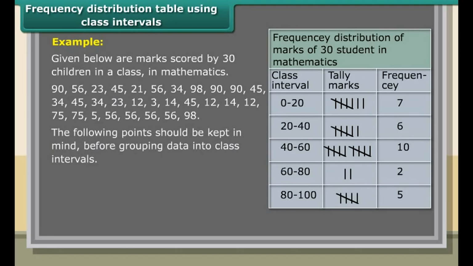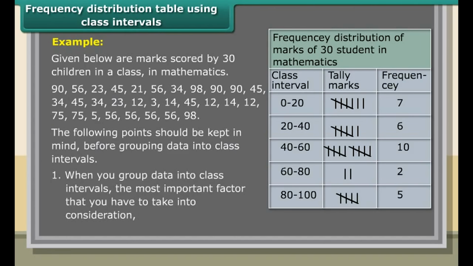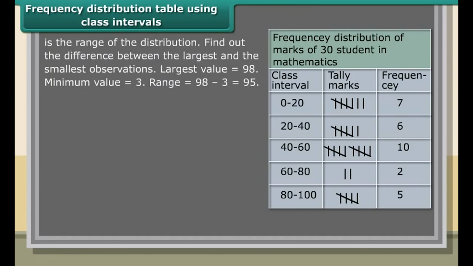The following points should be kept in mind before grouping data into class intervals. 1. When you group data into class intervals, the most important factor that you have to take into consideration is the range of the distribution. Find out the difference between the largest and the smallest observations. Largest value is equal to 98. Minimum value is 3. Range is 98 minus 3, which equals 95.